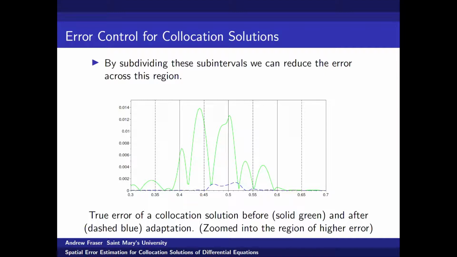And so here we see this zoomed into those three difficult regions. Those solid lines are the subintervals we used for that green collocation solution, where we've also added in these dashed lines in between each of those that define the subintervals for that collocation solution, which is represented by that blue dashed line. And we can see the error in that region is much lower.